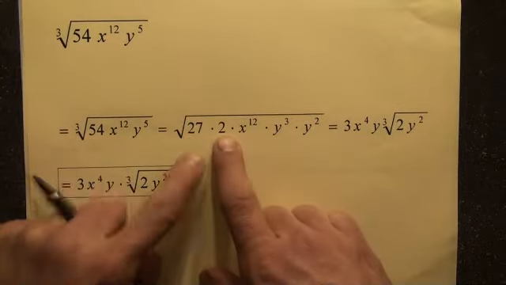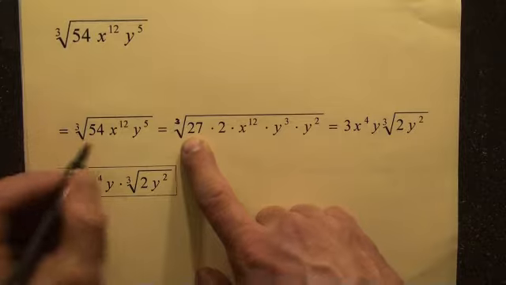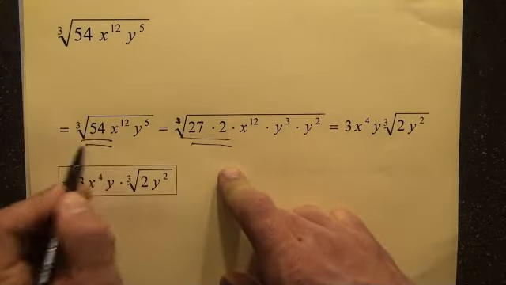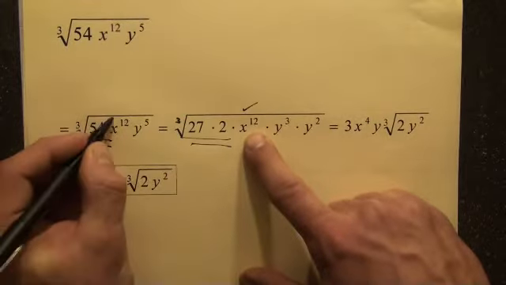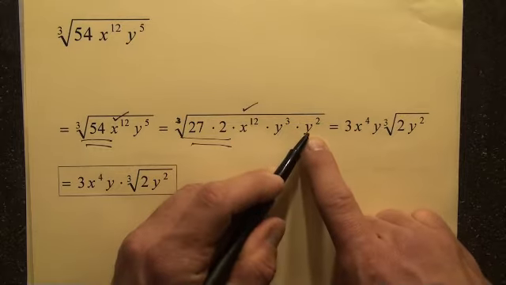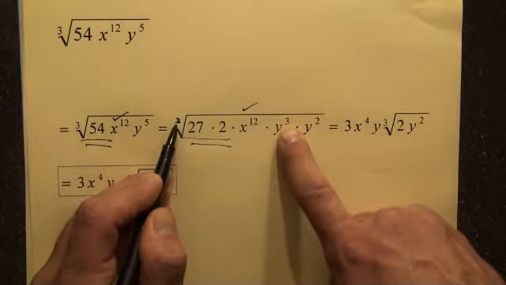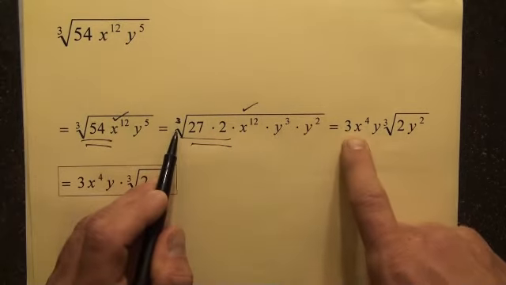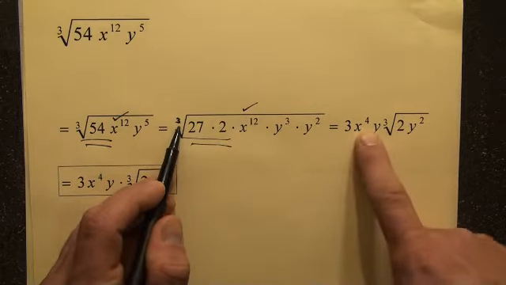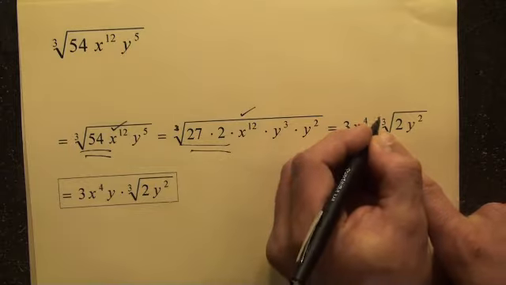54, we're going to put that as 27 times 2 because 27 is a what? A perfect cube. Alright? Now, this is your 54 right here. Okay? X to the 12th just stays just as it is. But then the y to the 5th, look what we do here. We write it as y cubed times y squared. And we do that because the 3 will divide by 3. So look what you got here. Cube root 27 is 3. Cube root of x to the 12th is x to the 4th. Cube root of y cubed is a y. This is going to be y to the 1st.